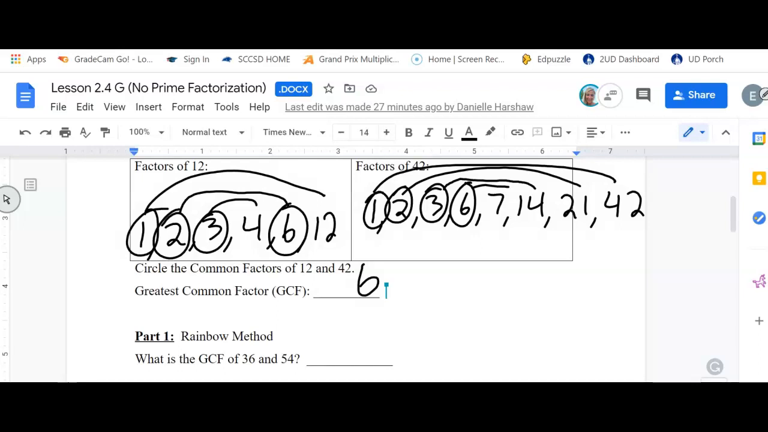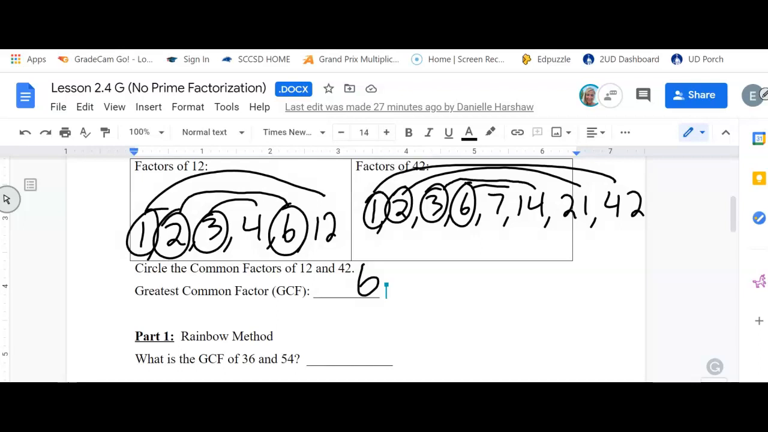This one is called the rainbow method. It's listing all the factors. Do you have to list every single one of them? Yes, you have to list every single one of them. Otherwise, you might miss a common factor, and you don't know if it's the largest one then. You have to list all of the factors. Good? All right.